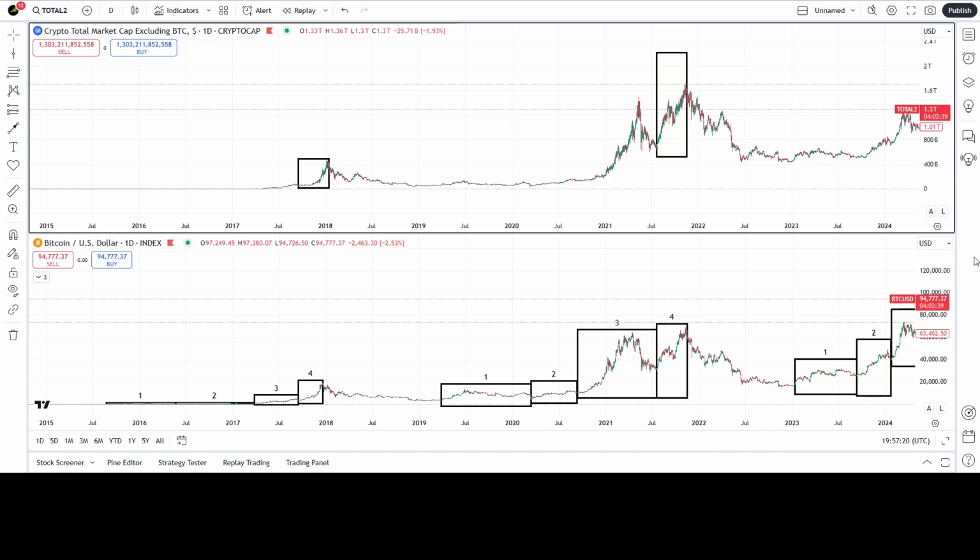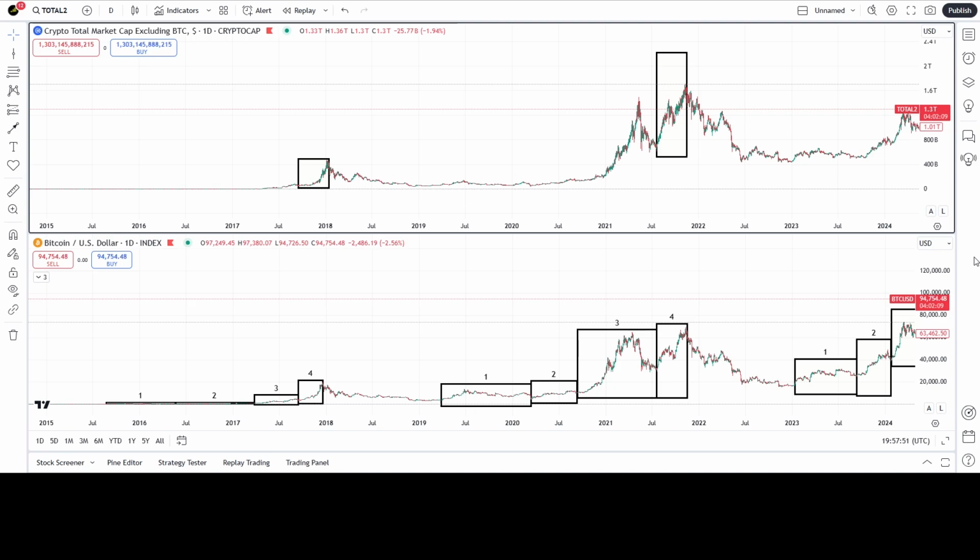You can see on the bottom chart there's boxes that are labeled 1 through 4. The first box is the first part of the Bitcoin bull run or the recovery. The second box is the same. The third box is where it begins to move up more aggressively. It gets above the previous all-time high, and it also includes a substantial pullback on that third box. The fourth box is the final part of the bull run structure.